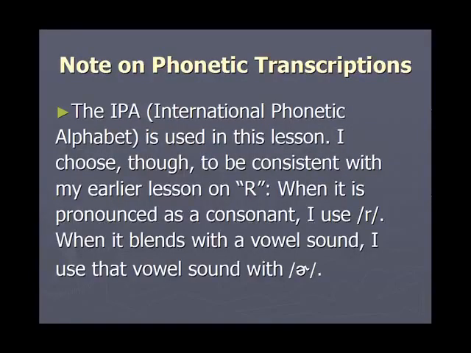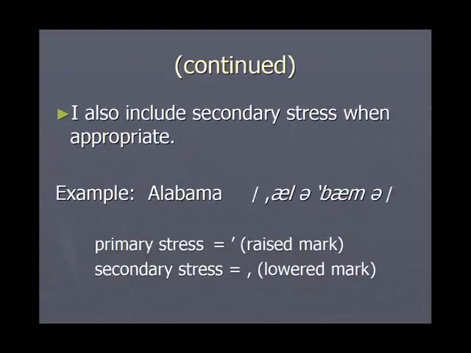Note on phonetic transcriptions. The IPA, or International Phonetic Alphabet, is used in this lesson. I choose, though, to be consistent with my earlier lesson on R. When it is pronounced as a consonant, I use this symbol. When it blends with a vowel sound, I use that vowel sound with this symbol. I also include secondary stress when appropriate.